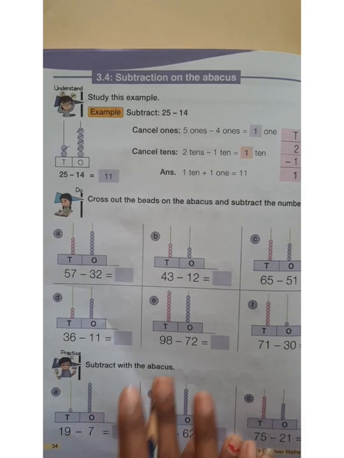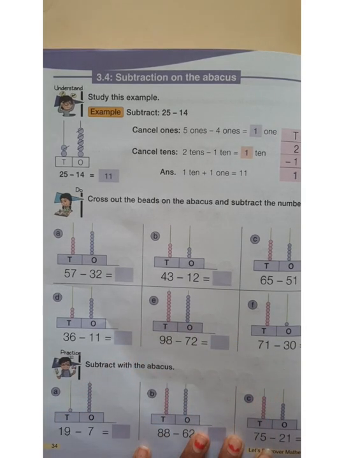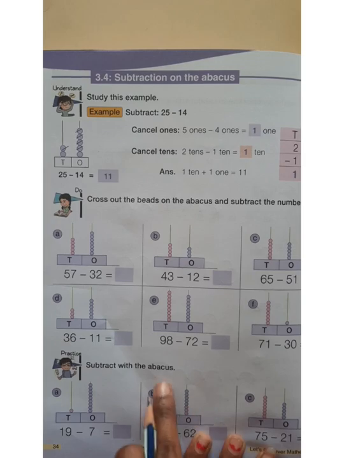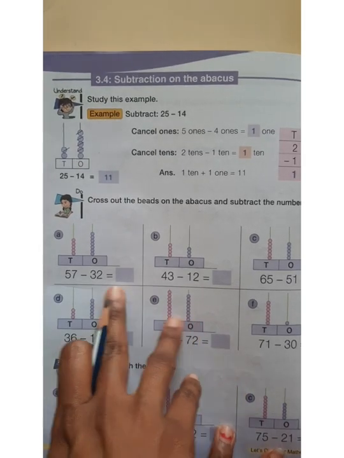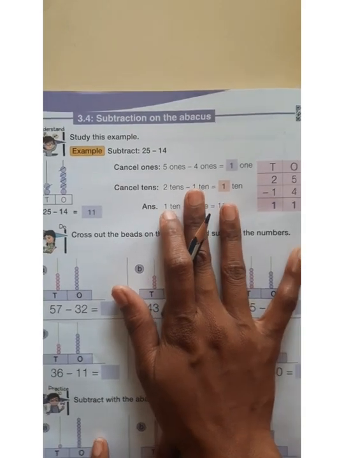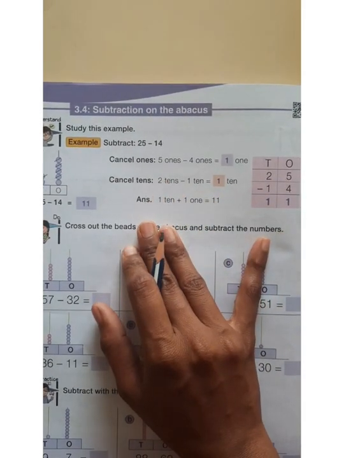Subtraction means minus. Okay, in yesterday's class you have studied subtracting by backward counting and subtracting on a number line. Now what are you going to study? Subtraction on the abacus. So now I will explain one example once. Whatever it is, just learn.